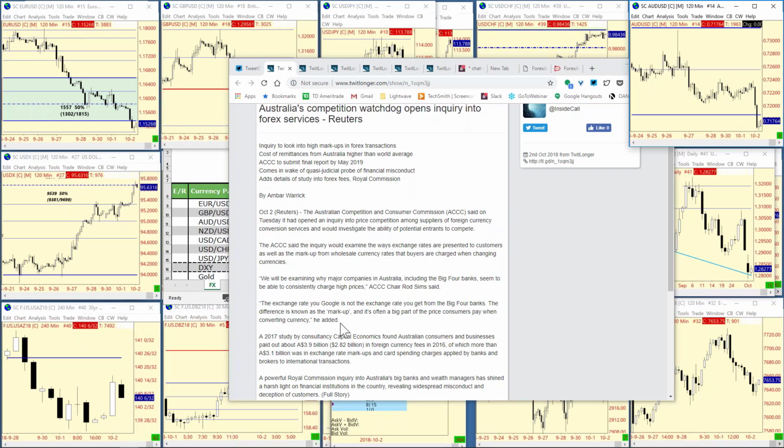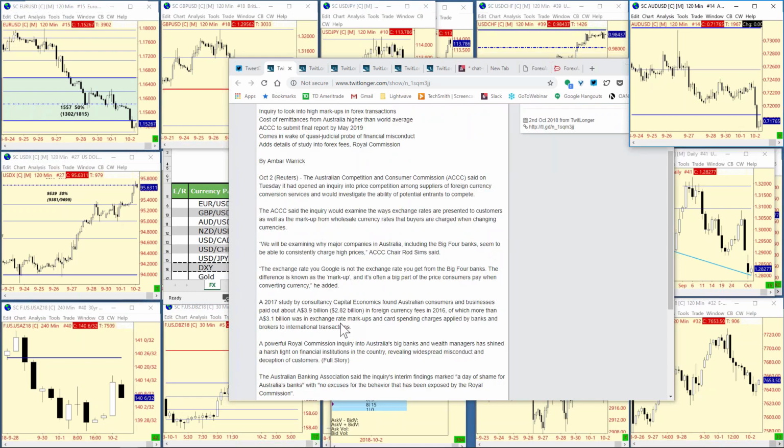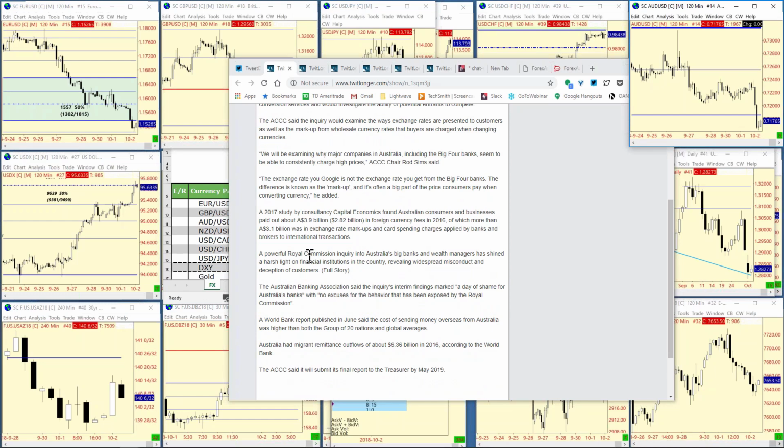the currency. A powerful Royal Commission inquiry into Australia's big banks and wealth managers has shined a harsh light on financial institutions in the country, revealing widespread misconduct and deception of customers. The Australian Banking Association said of the inquiry's interim findings it marked a day of shame for Australian banks with no excuses for the behavior that has been exposed by the Royal Commission.